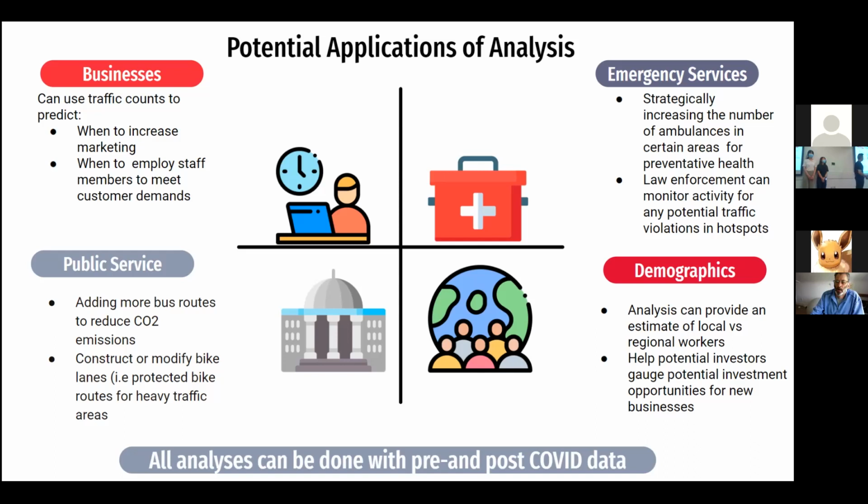business in Surrey. And relating to business itself, they can take this information and find when to increase marketing and when to employ staff members to meet customer demands, especially in rush hour times, because a lot of people are turning on the radio when they're driving. And we'd like to emphasize that all analysis can be conducted with pre- and post-COVID data. If we had more data, we could find the actual change in business activity more clearly.